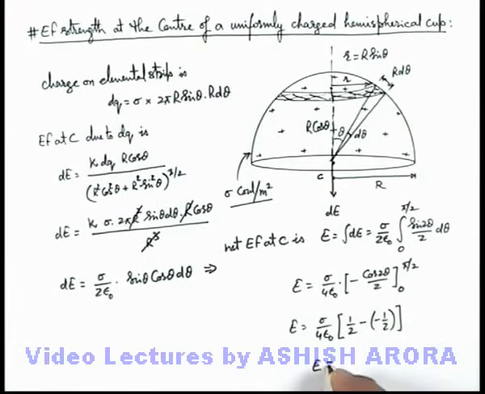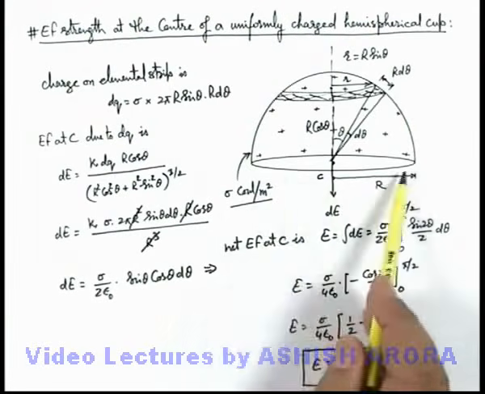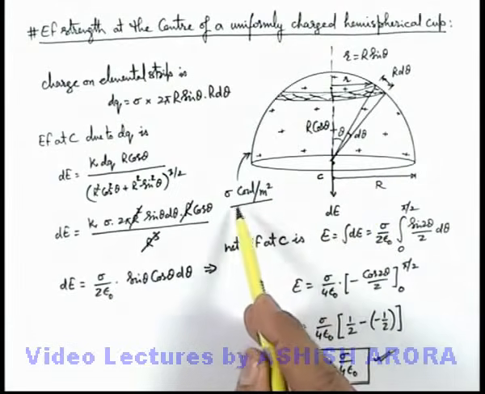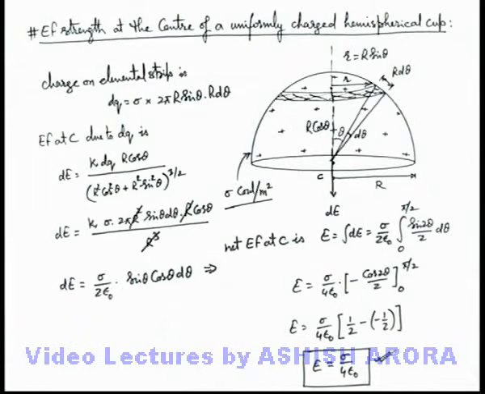So electric field at point C net is given by sigma by 4 epsilon naught, that is the final result. This you should again keep in your tips: the electric field due to a hollow hemisphere which is uniformly charged on its surface with a charge density sigma coulomb per meter square is given by sigma by 4 epsilon naught.